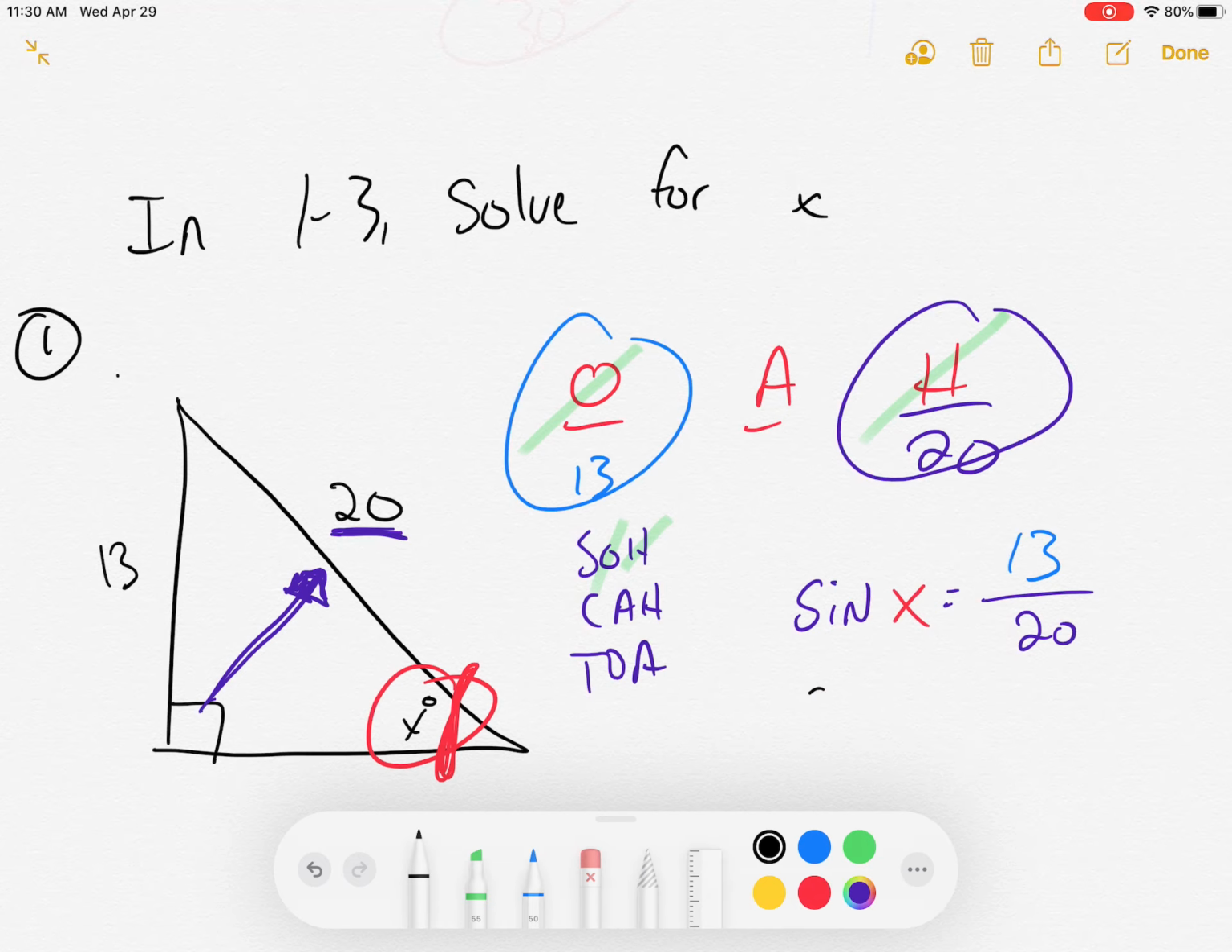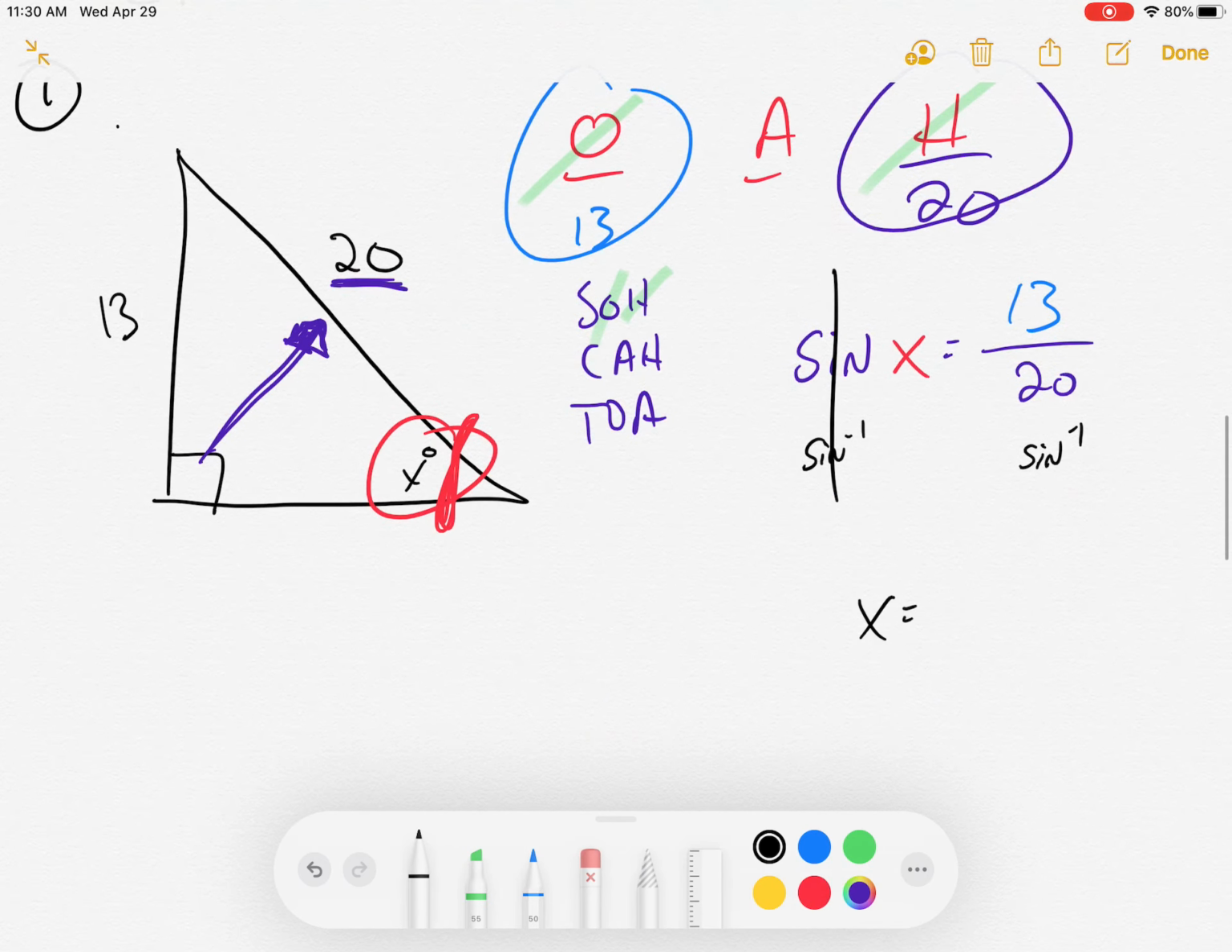I got to solve for x, get it by itself. Again, to get rid of these trig functions, we're going to do the inverse of them. So I'm going to take the inverse sine of this side. Those cancel. That's why I took the inverse. So I'm left with x equals the inverse sine of 13 over 20. Mr. Adler, how the heck am I supposed to know what that is? You're not. That's why you use your calculator.